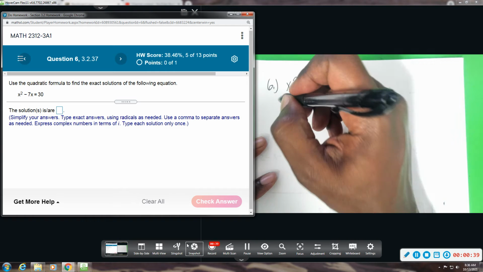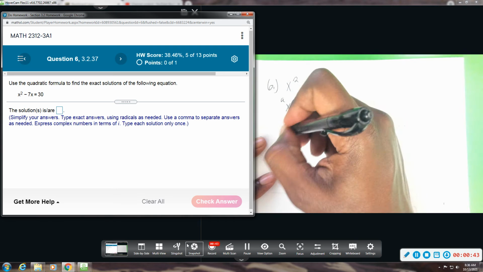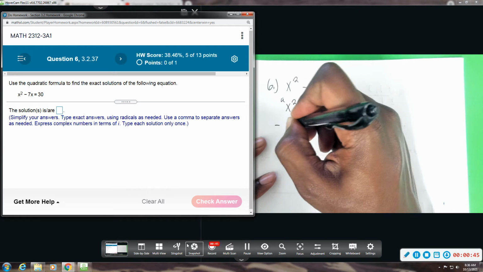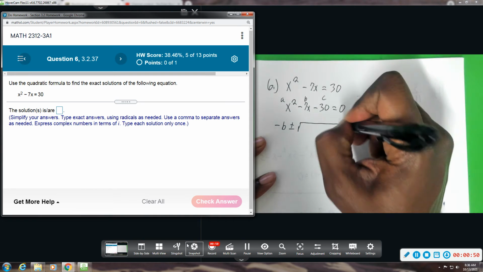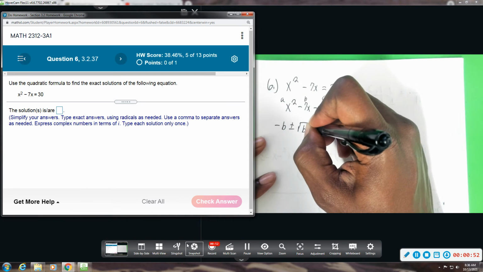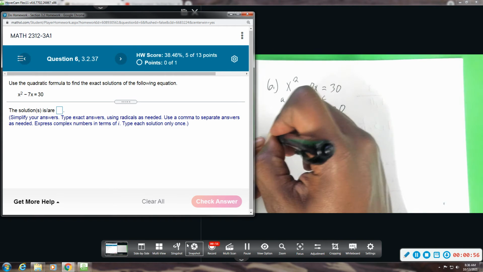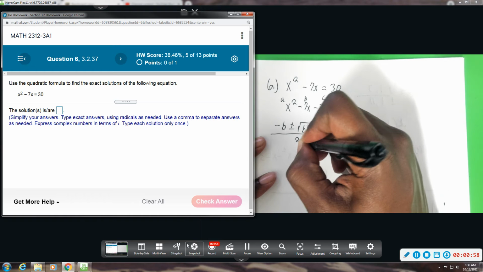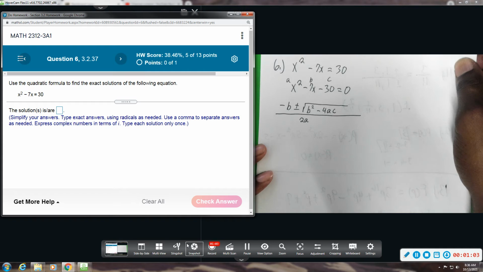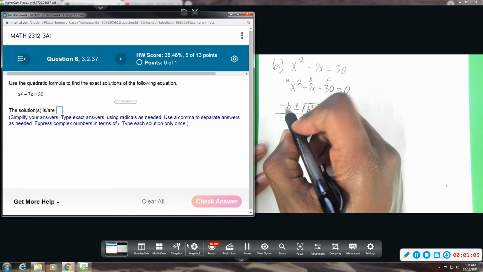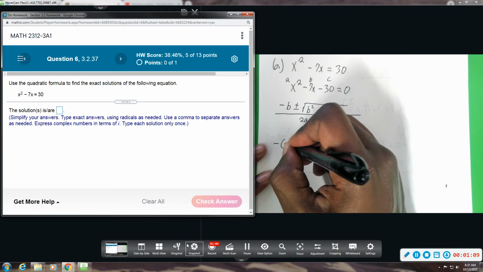All right, then we can identify a, b, and c. And then just to remind us of the quadratic formula: negative b plus or minus the square root of b squared minus 4ac, all divided by 2a. I'll plug it all in once so you can see everything, and then from here on out I'll simplify. So negative b, I'm going to put negative, and b is already a negative 7.